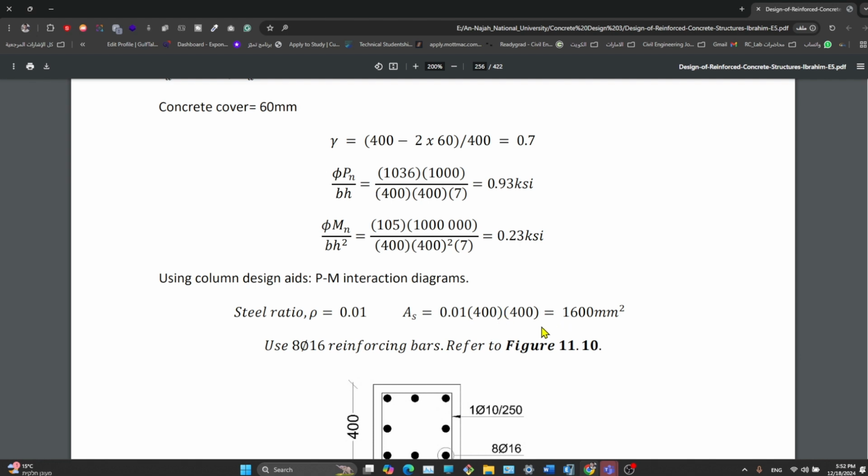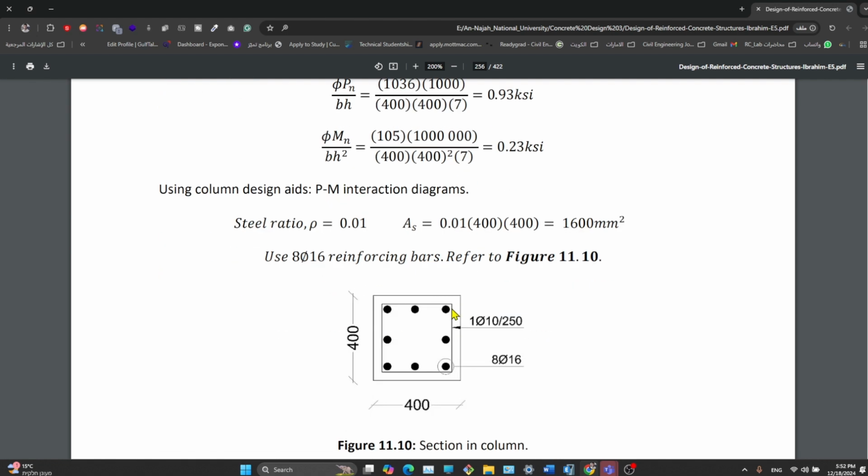So we need to compute the area of steel for this case, and we need to take rho to be equal to 0.01 since the interaction diagram depends on it. Okay, now we have this section: 40 centimeters by 40 centimeters, and these reinforcements are already given, suggested by this area of steel. We have 8 by 16 and a stirrup of 10 over 25 centimeter spacing.